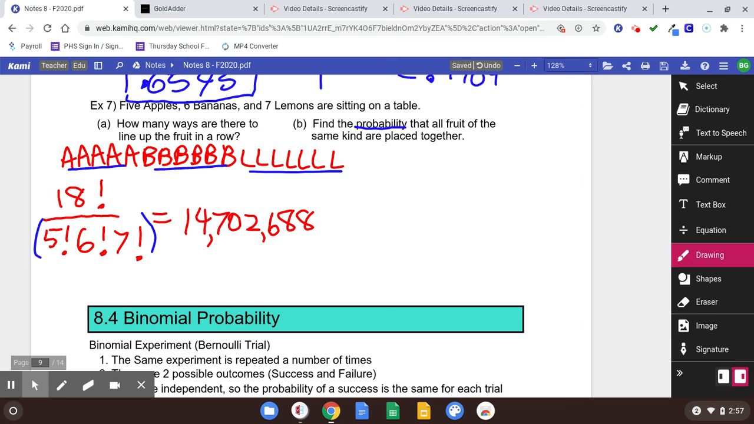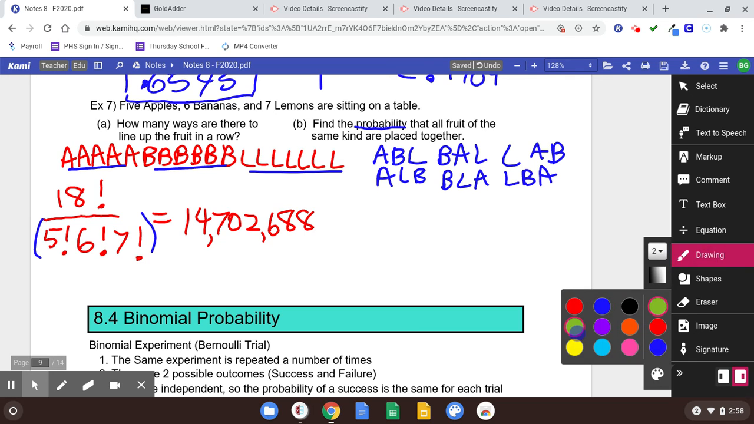This answer, they could all be shuffled up, and you don't know really what order they're in. So when they say all of the fruit of the same kind are placed together, what I've got listed are all the apples, then all the bananas, and all the lemons. But it could be apples, lemons, bananas, or we could have started with bananas, apples, lemons, or bananas, lemons, apples. Could have started with the lemons and gone apples, bananas, or lemons, banana, apple. That's really it. Those six ways are the only ways that you could put all the fruits together. So that's the numerator when we talk about probability.